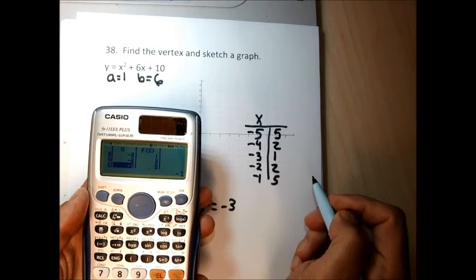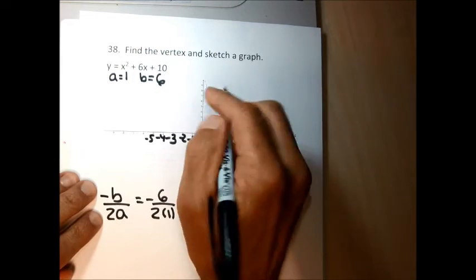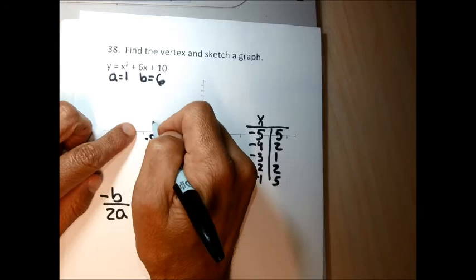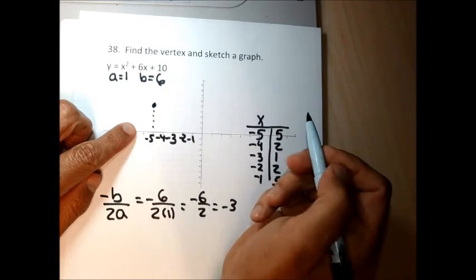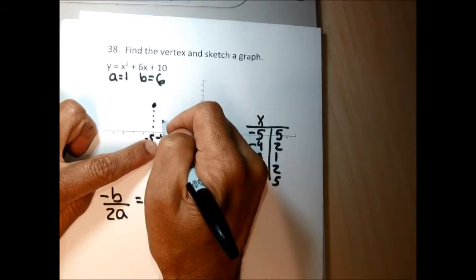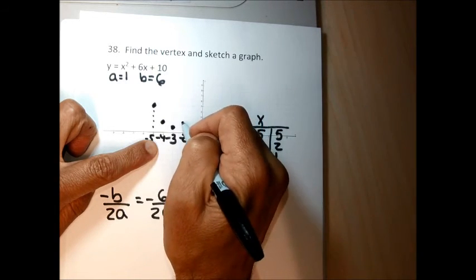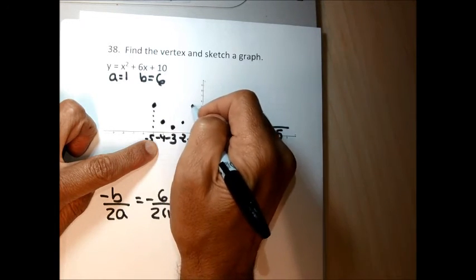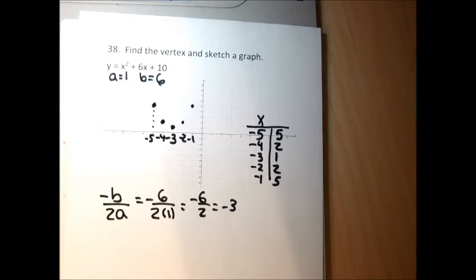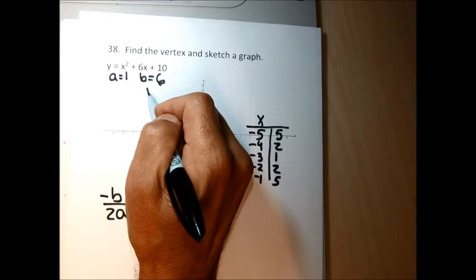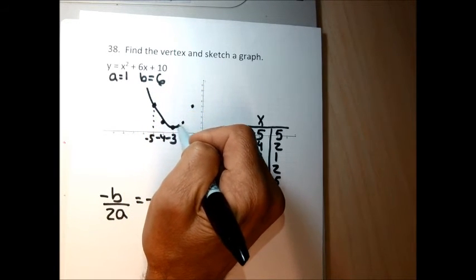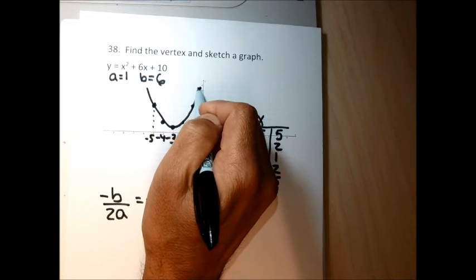So now I'm going to plot those points. Negative 5, and here's 5, so 1, 2, 3, 4. And there's negative 5, 5, and then negative 4, 2, negative 3, 1, negative 2, 2, and negative 1, 5. I'm assuming you can plot these even though you can't see it so well. I'm plotting the points, it's easy to do. You just can't see it so well, but they'll be easy to plot.